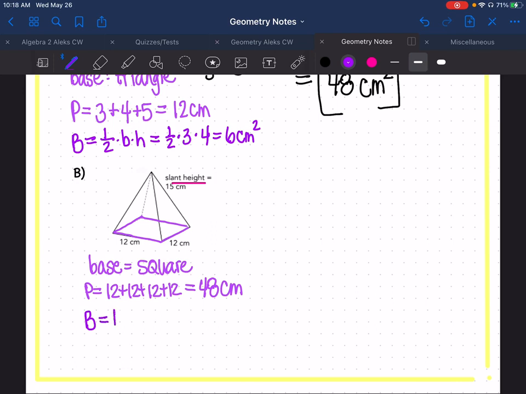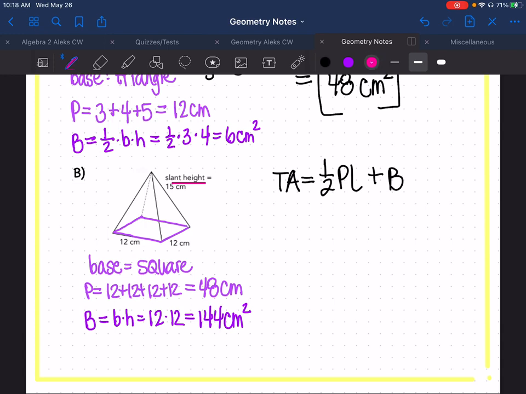And for the area, it's going to be base times height, 12 times 12, 144 centimeters squared. My formula for the total surface area is exactly the same, 1/2 the perimeter times the slant height plus the area of the base. I'm going to just go ahead and color these in so that I can put the right numbers in the right spots. That's why I love the colors so much. It really makes my math easier.